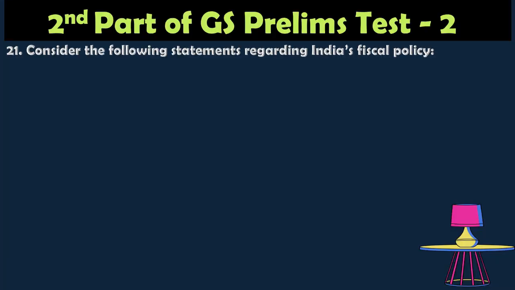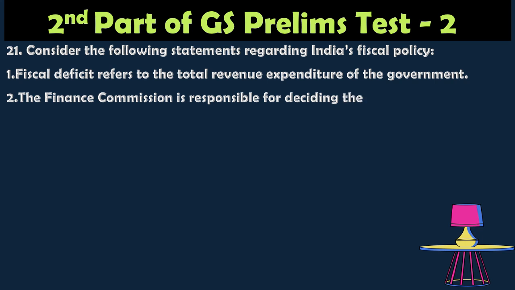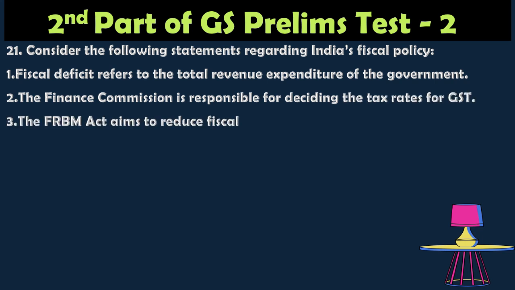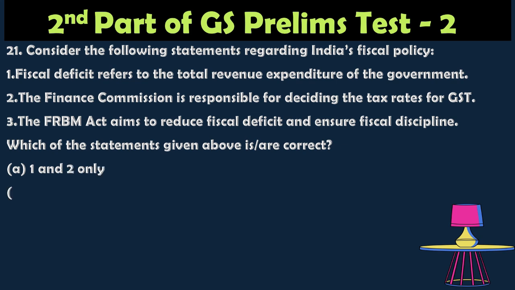Question number 21. Consider the following statements regarding India's fiscal policy. 1. Fiscal deficit refers to the total revenue expenditure of the government. 2. The Finance Commission is responsible for deciding the tax rates of GST. 3. The FRBM Act aims to reduce the fiscal deficit and ensure fiscal discipline. Which of the statements given above is correct? Option A, 1 and 2 only. Option B, 3 only. Option C, 2 and 3 only. Option D, 1, 2 and 3. The correct answer is option B, 3 only.